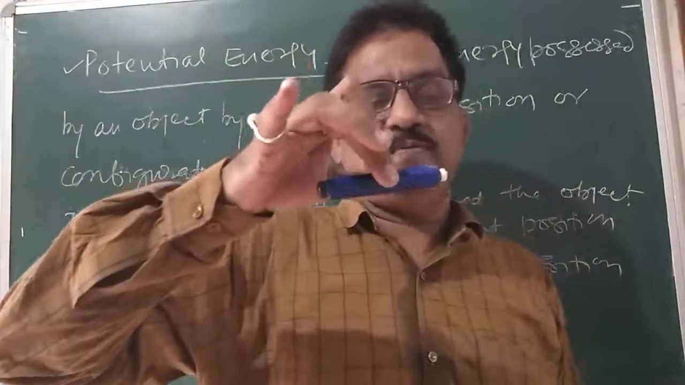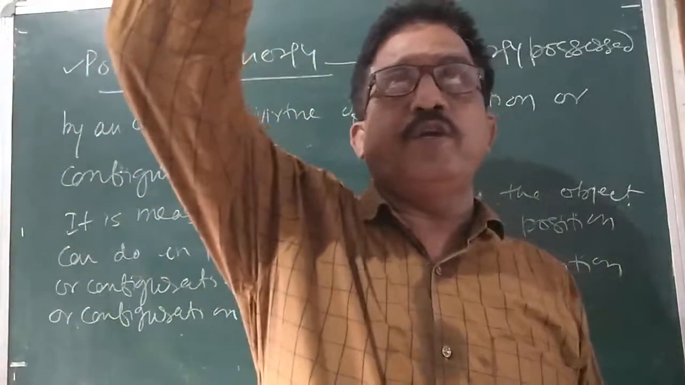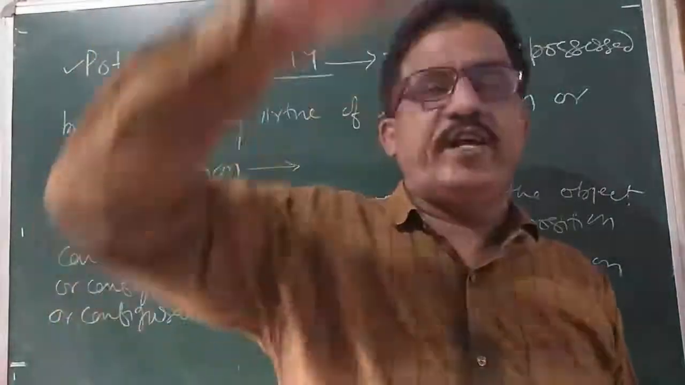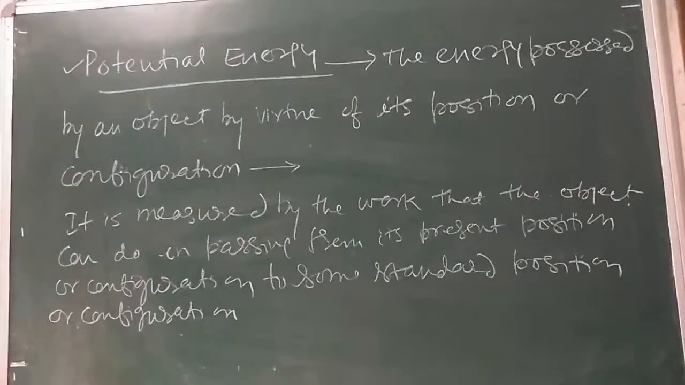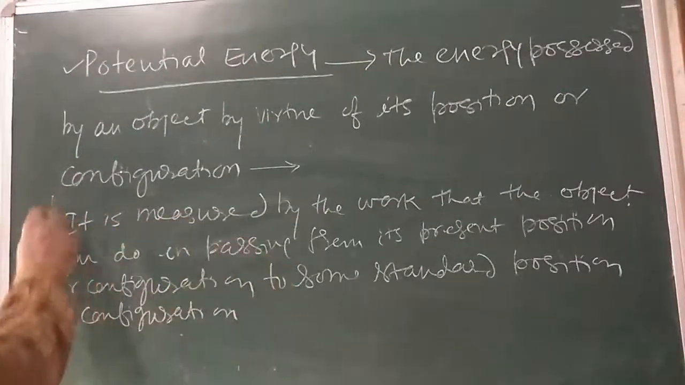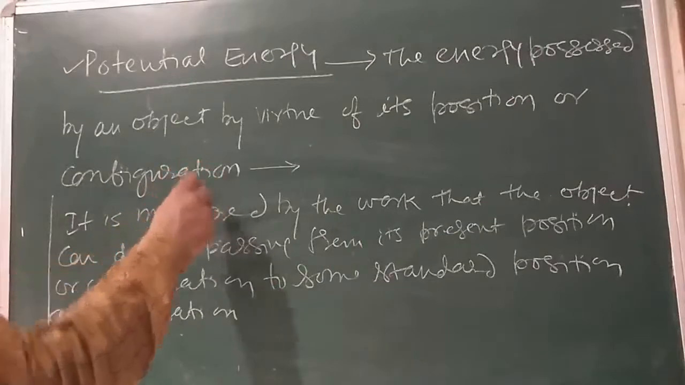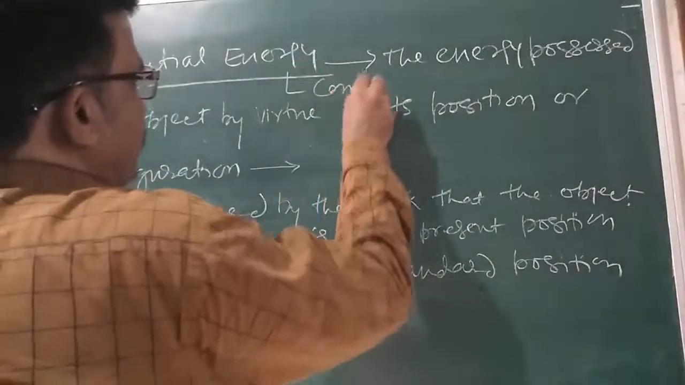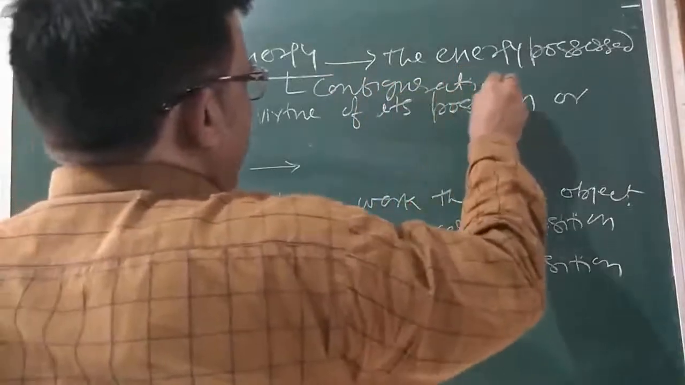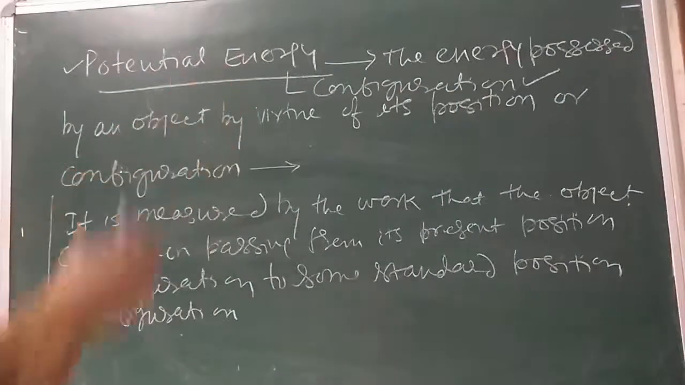Suppose initially the body is here, you are putting the body here, from here to here, changing the position of the body. At that time, the work you are doing will be stored as a potential energy. Write down, it is measured by the work that the object can do in passing from its present position or configuration to some standard position or configuration. That is known as zero position or zero configuration. This potential energy is also termed as a configuration energy. It is also called a configuration energy or mutual energy.